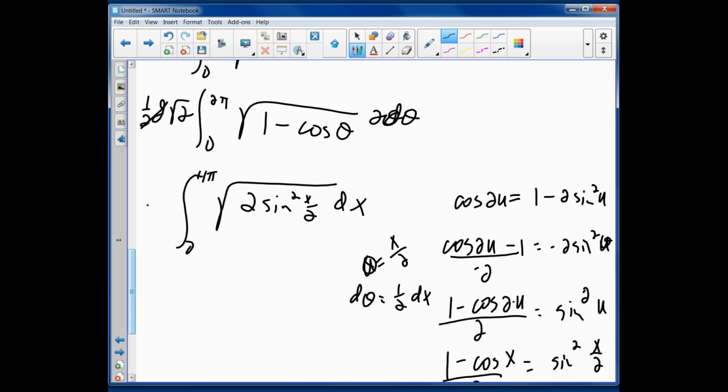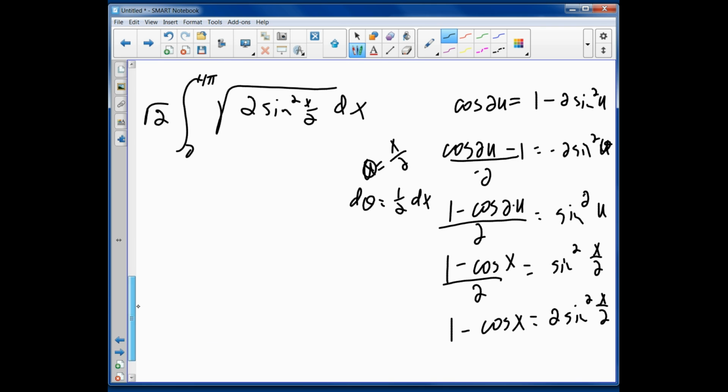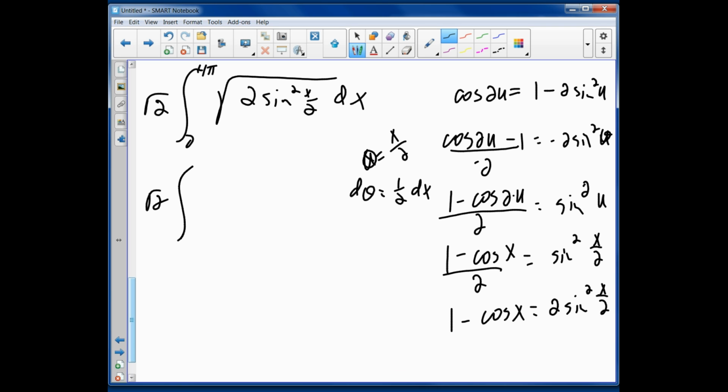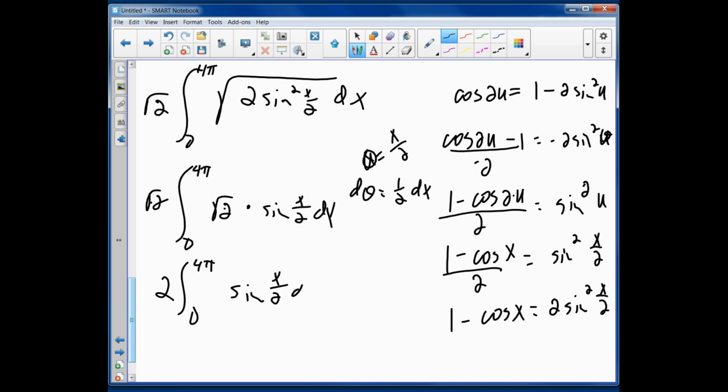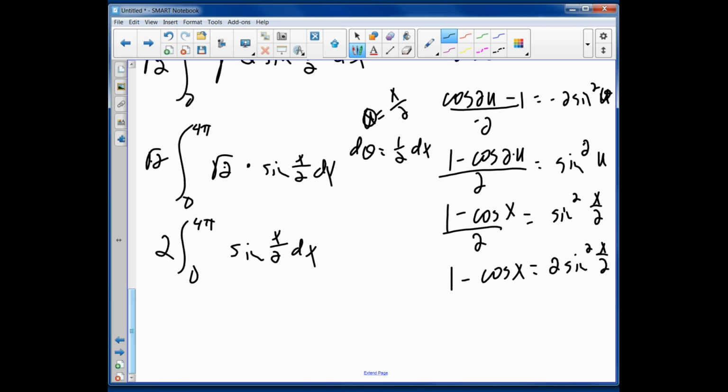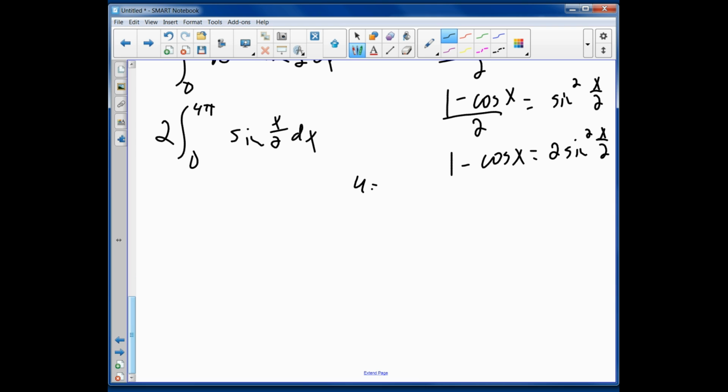Now we can do a u substitution back. u equals x over 2. du is equal to 1/2 dx. What? So I'll need another 1/2 and a 2 over here, so that's 4 integral 0 to 4 pi sine of u du. And, hey, the integral of sine would be negative cosine, so that's negative 4 cosine of u.